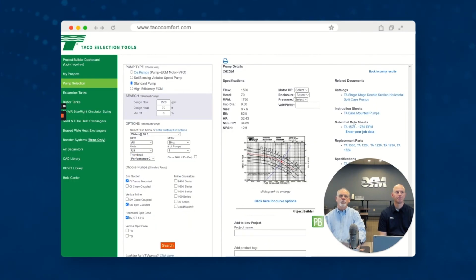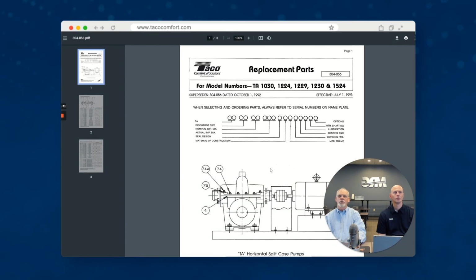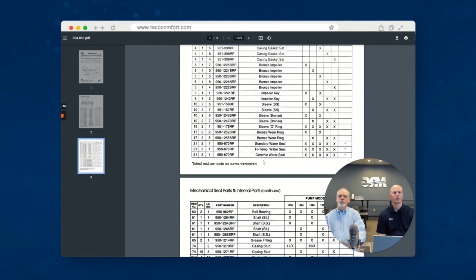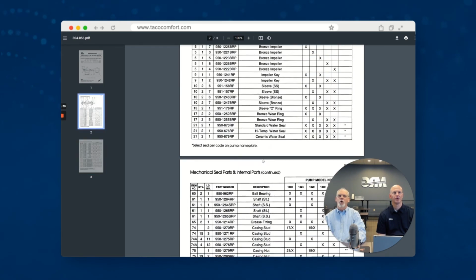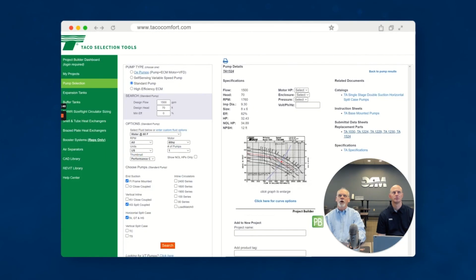Over on the side, you've got submittal data, so you could pull submittal data up on this pump, and it's got several you can select from. This gives you a submittal data sheet on your pump, tells you all your stuff, and also gives you your parts, all your replacement parts and everything. So this program can give you a lot of information about the pumps you're using. So click on that.